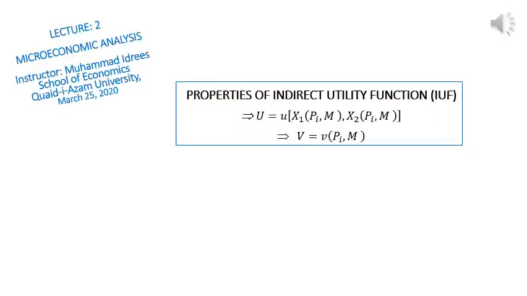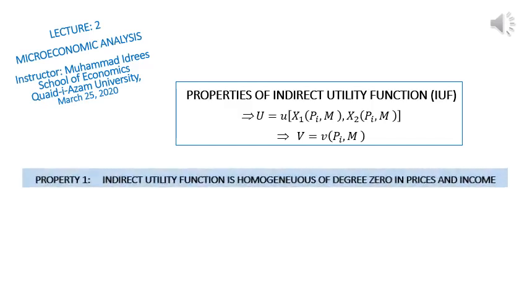Last time we talked about the indirect utility function, and today we'll explore its properties. As we already discussed, utility is a function of commodities. Commodities are functions of prices and income. Therefore, utility is indirectly a function of prices and income, which is called the indirect utility function.